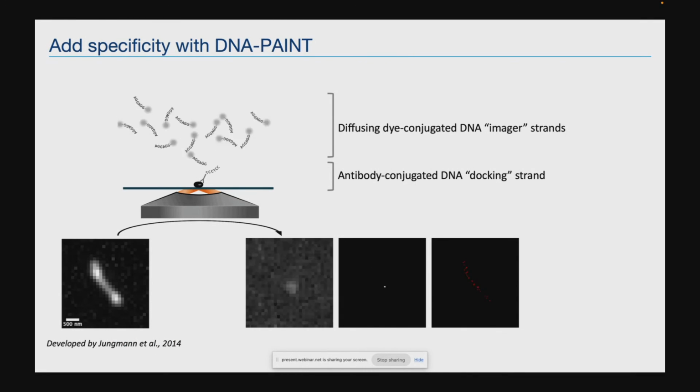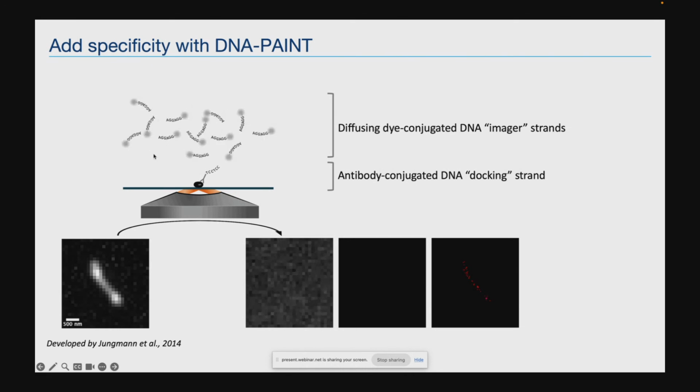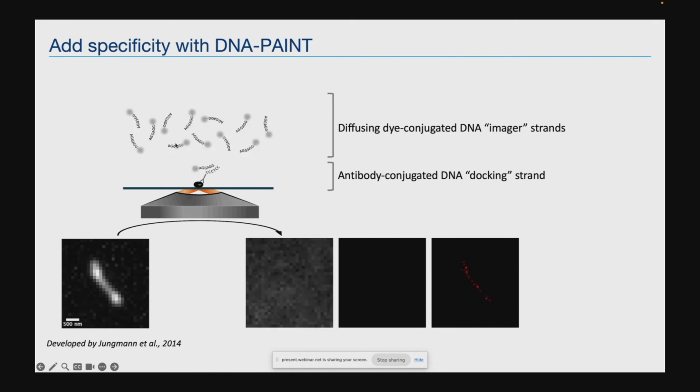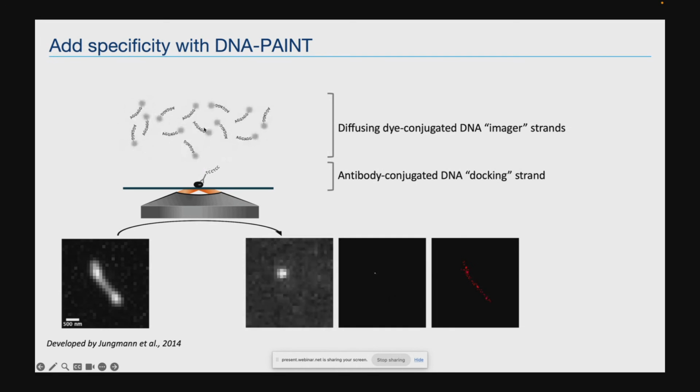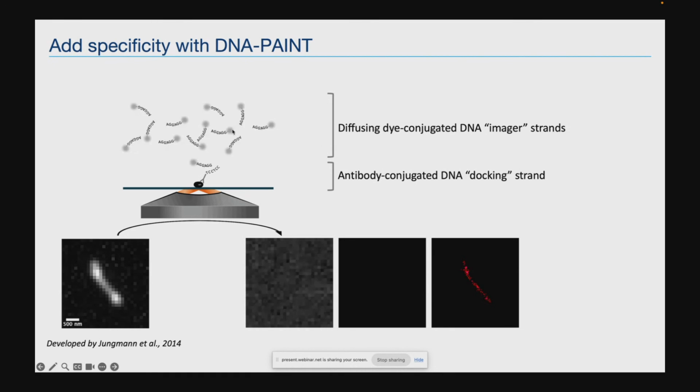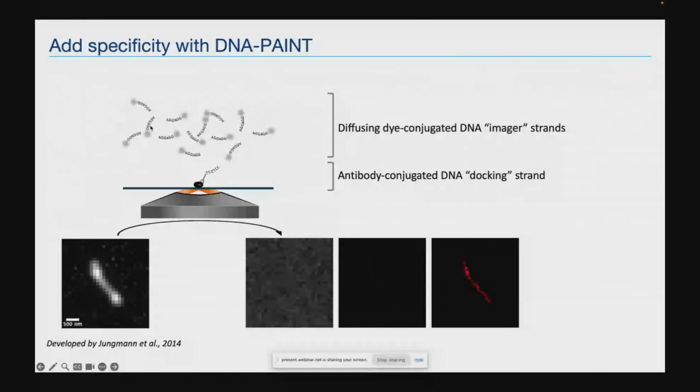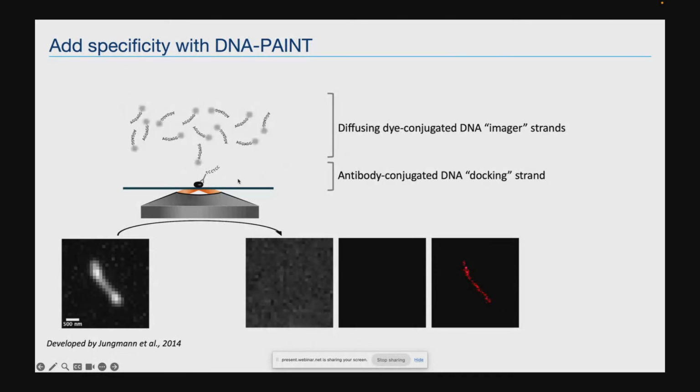So DNA-PAINT works in exactly the same way. We have this reservoir of fluorescent molecules, but in this case, rather than it being a free dye, the dye is attached to a DNA sequence, the so-called imager strand. And as these are moving around in solution, they're diffusing so quickly that we don't observe them. But our protein of interest, or our molecule of interest, is then tagged with a complementary sequence to this imager strand, the so-called docking strand.